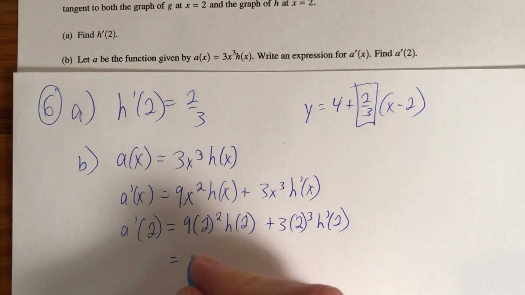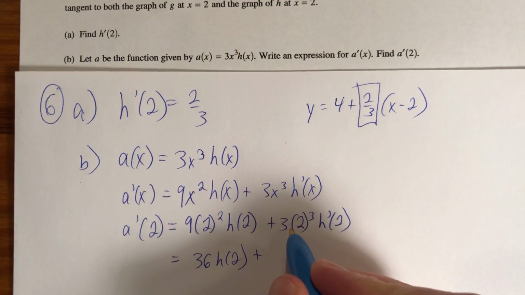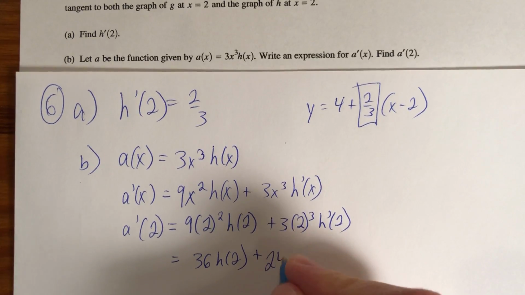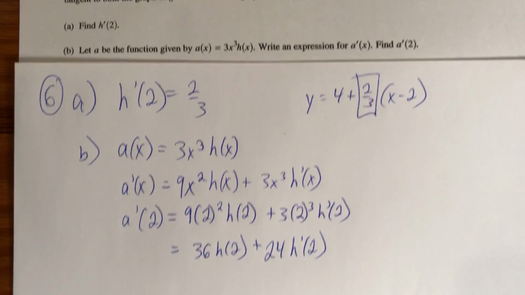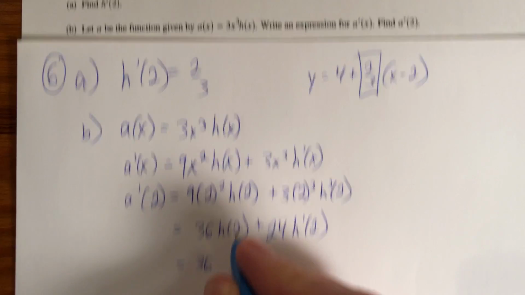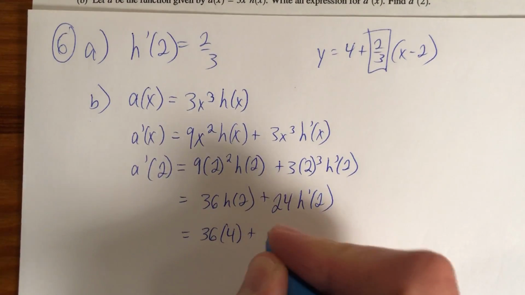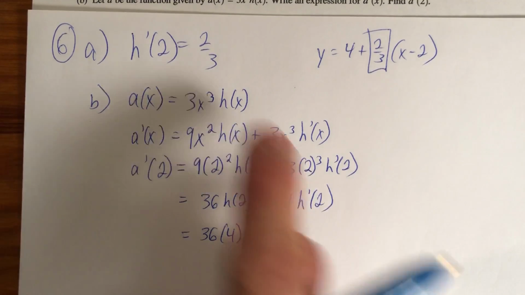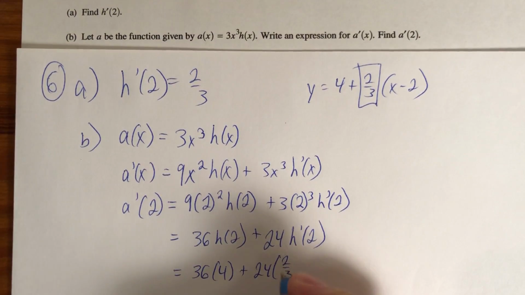9 times 4, so 36, h of 2. And then 3 times 8, so 24, h prime of 2. And actually, I do know all this stuff. I didn't know it at first. I needed to know it, but now I know it. I'm talking in circles, I apologize. 36, h of 2. Well, they told me that. It was 4. And 24, h prime of 2. They didn't tell me that directly, but it's 2/3. That happened in part A.